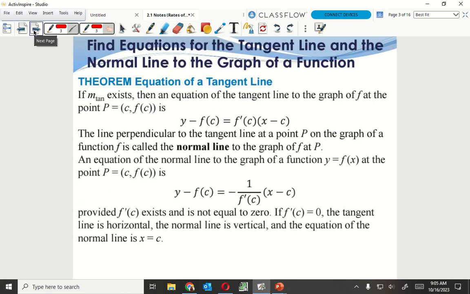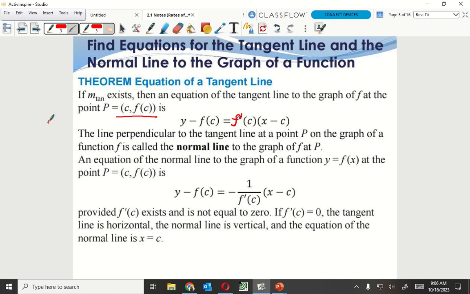Find the equation for the tangent line and the normal line to the graph of a function. Now, if the slope of the tangent exists, then the equation of the tangent line to the graph of the function f at the point (c, f(c)) uses f prime of c as the slope. F prime of c is the slope. Like I said, these notes are kind of backwards, kind of messed up, but still, go with it. So that right there is f prime, which is my slope.